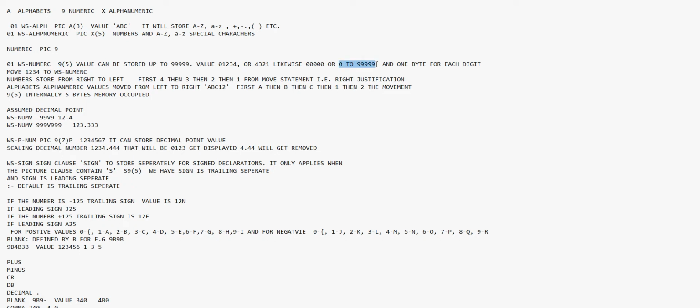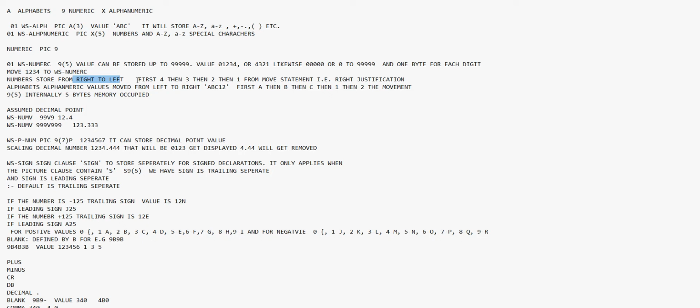The memory it will occupy internally is 1 byte for each digit. So if I say move 123 to this variable, it will store 00123, because it is 5 bytes in length, so it will add 0s before that. When you try to display this one, it will display 00123. And the numbers move or are stored from right to left.